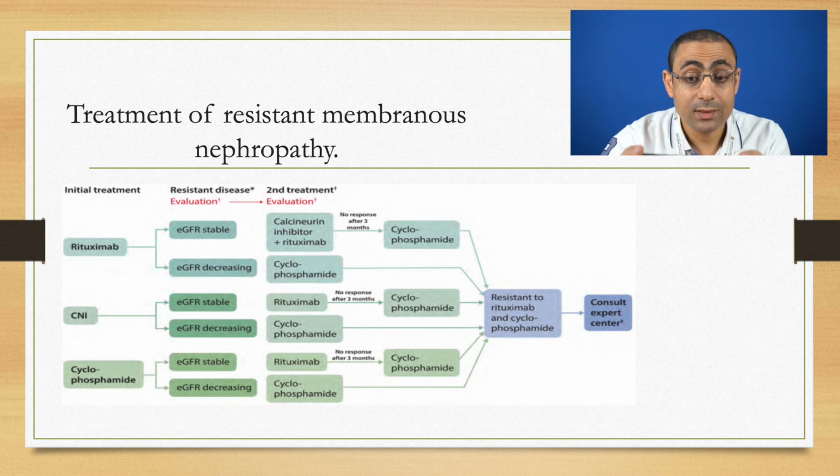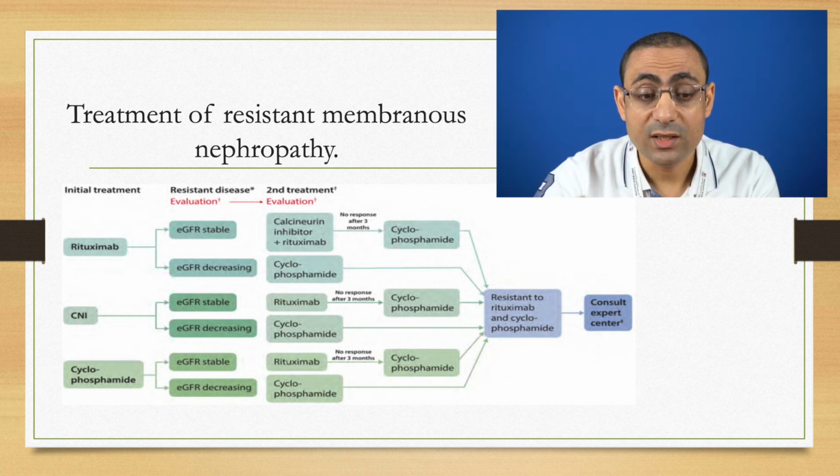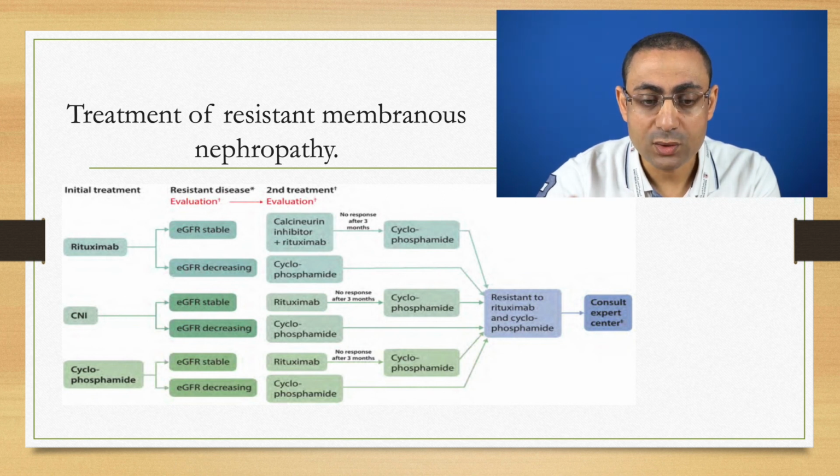What about the resistant cases of membranous nephropathy? It will depend on the initial treatment. For patients who received rituximab as initial treatment and still have resistant disease, with stable GFR, we will add another dose of rituximab plus CNI. For patients with decreasing GFR, cyclophosphamide will be given.